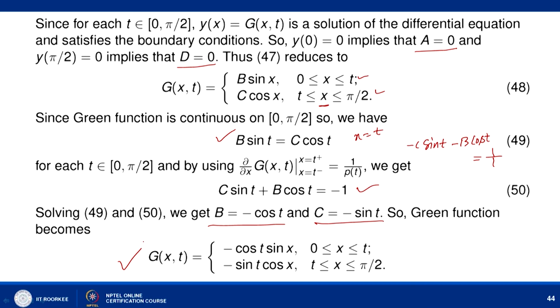With the help of b and c, now we are able to write down the Green function, that is G(x,t) is minus cos t sin x for x from 0 to t, and minus sin t cos x for x from t to pi by 2. You can see that the symmetry is preserved here, so G(x,t) can be replaced by G(t,x). Anyway, now let us fix the boundary condition as well.